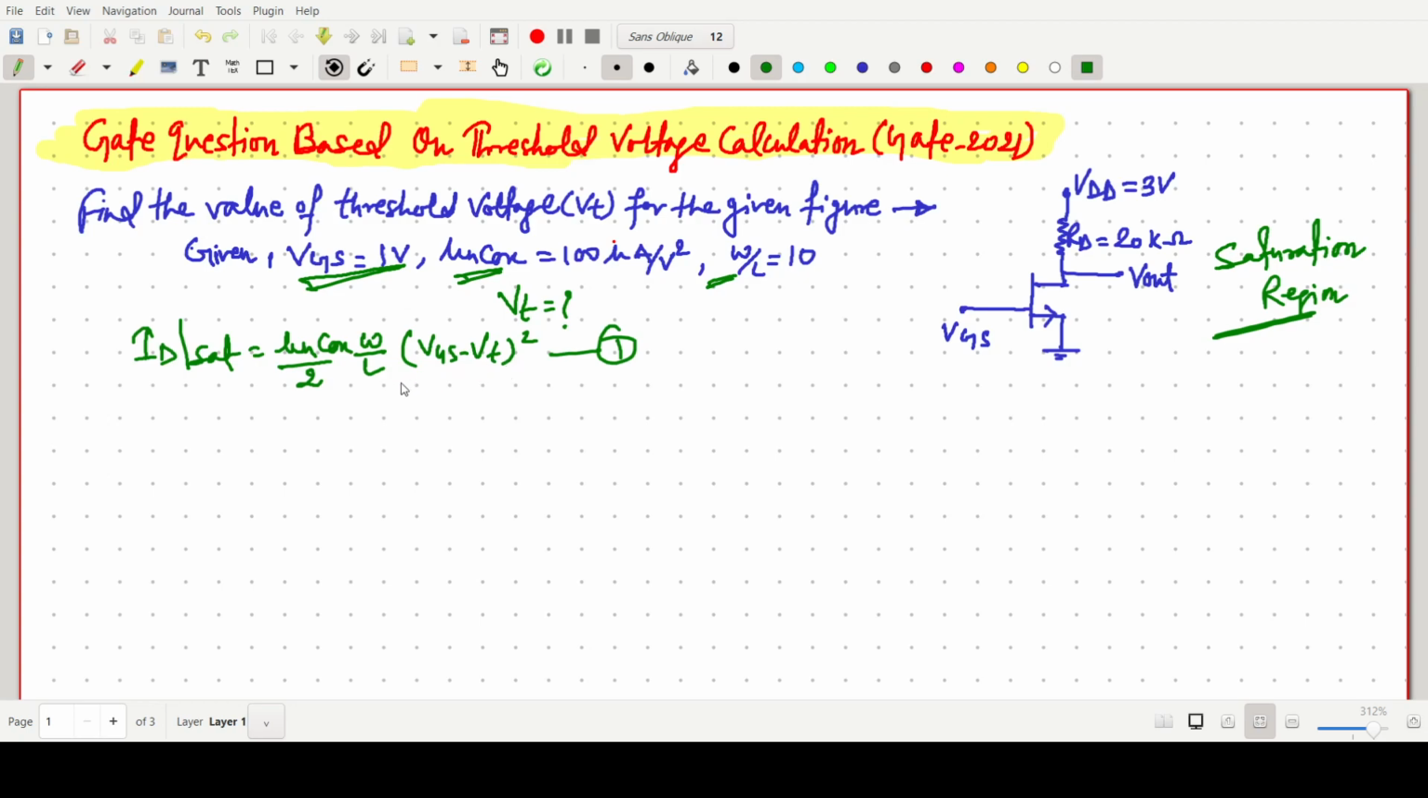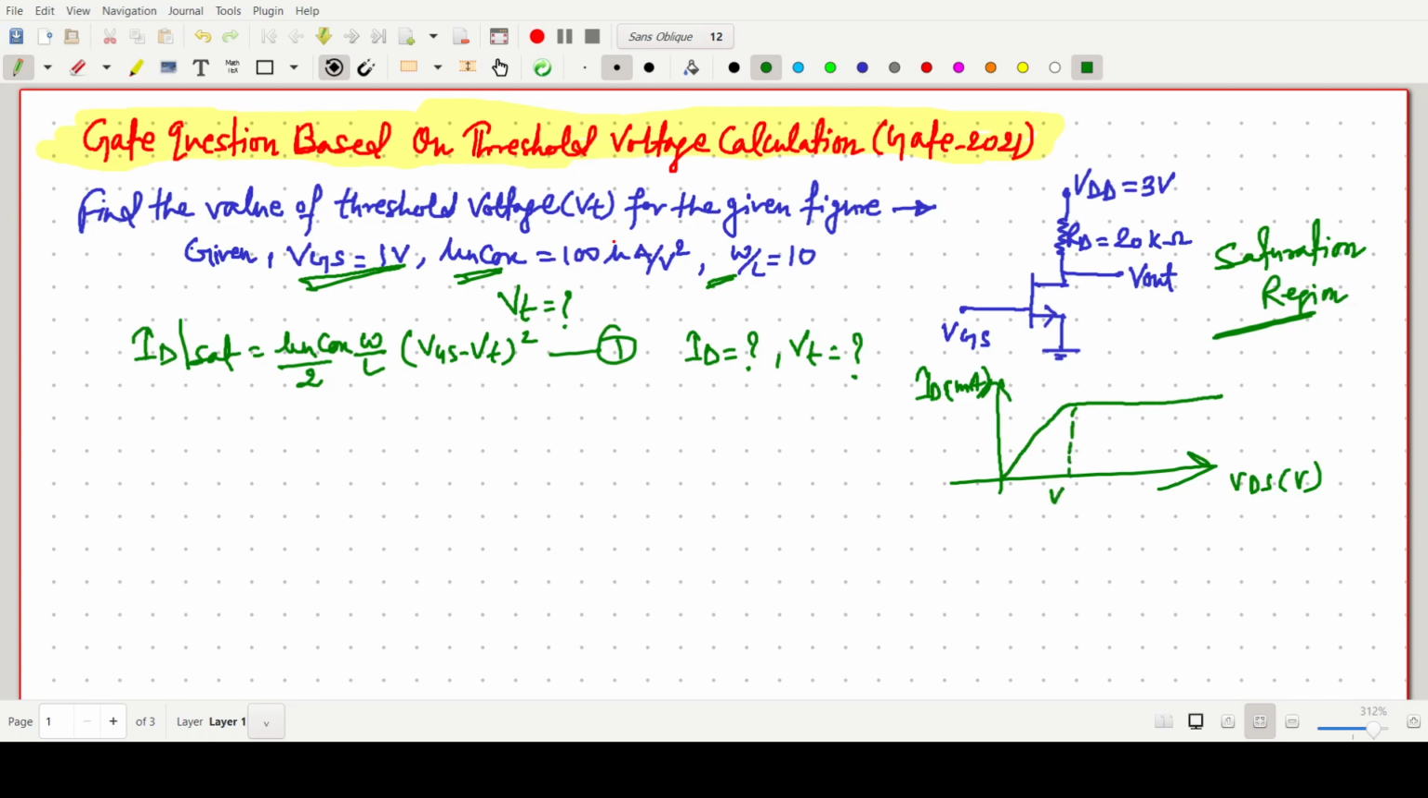But now there are two unknowns, because in our question ID is not given, and also VT we have to find. So there will be another equation. For the saturation region, I am just drawing the characteristic curve for ID in milliampere and VDS in volt. The condition for saturation is that VDS should be greater than or equal to VGS minus VT.